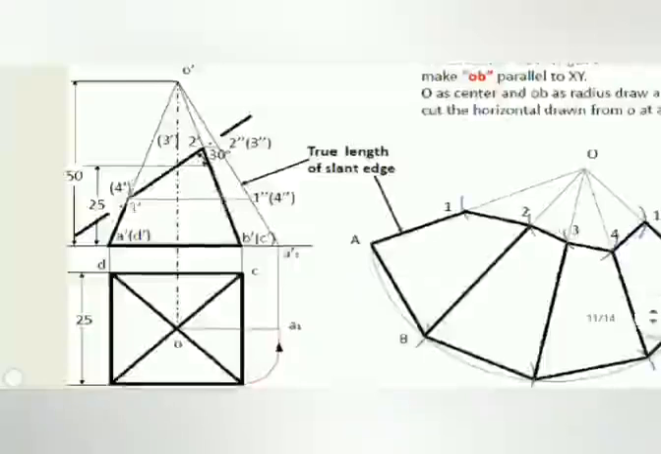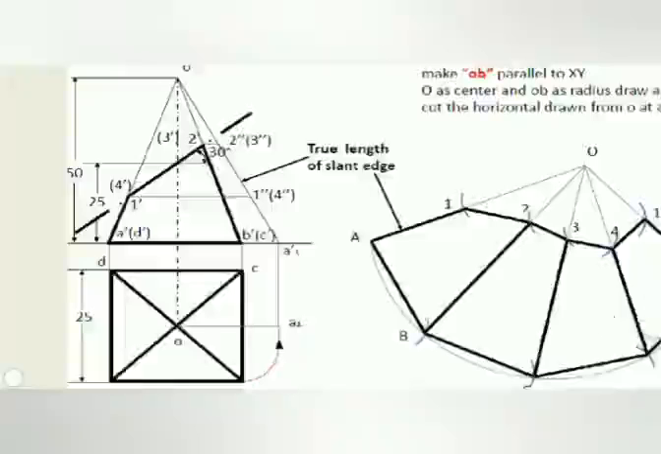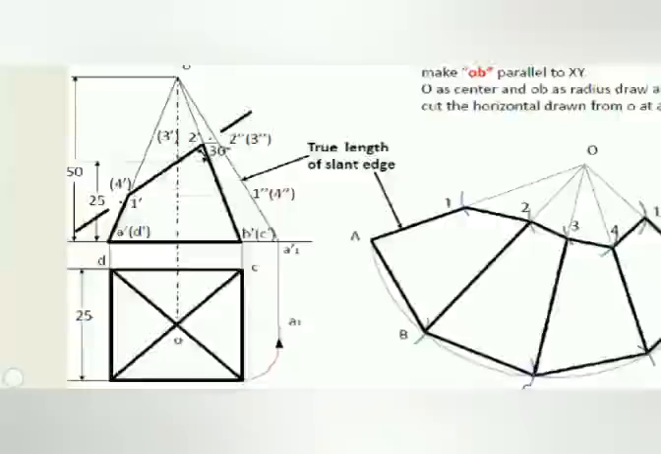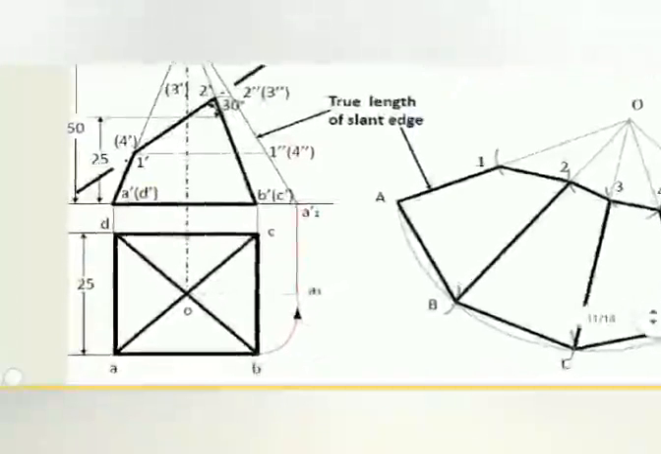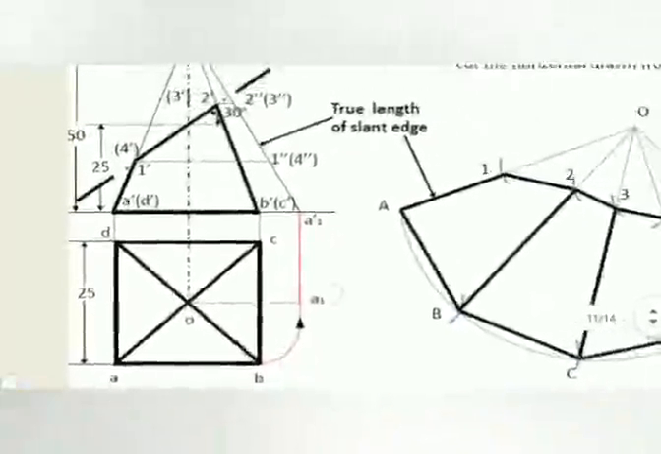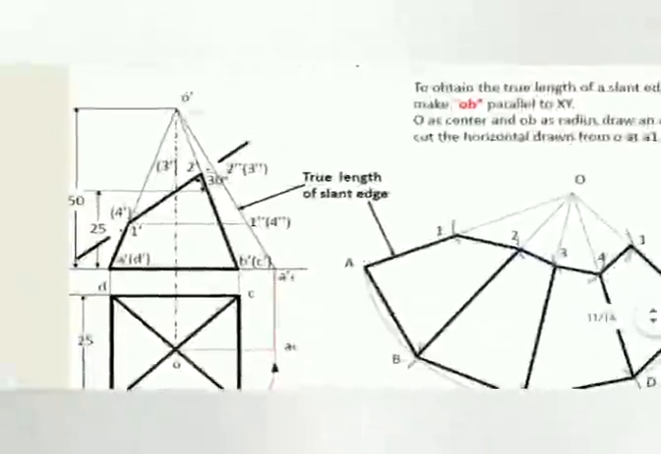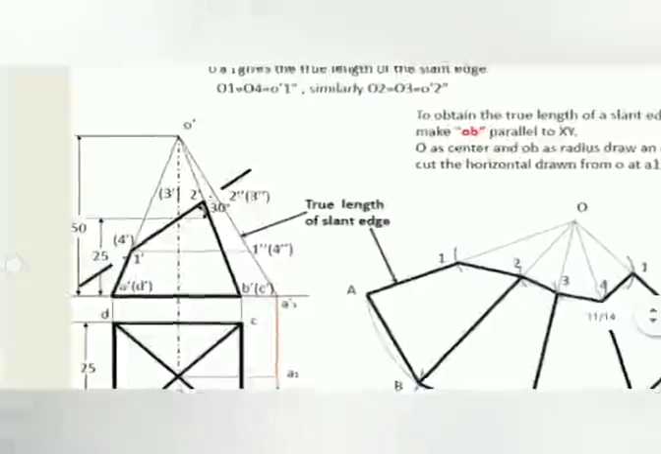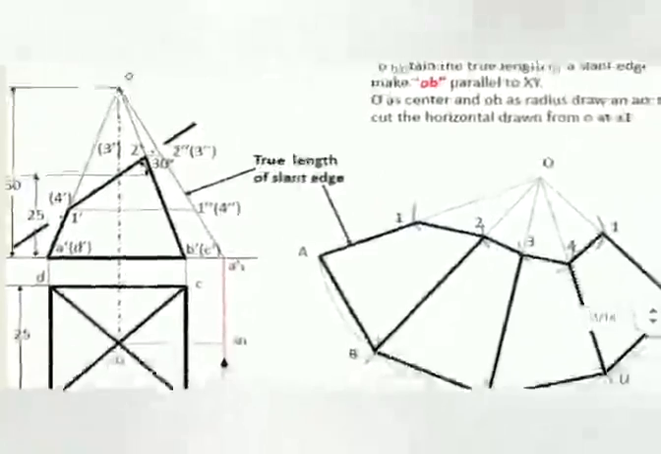But out of these four slant edges, no slant edge has the true length, because in the top view, if we see the projections OA, OB, OC and OD, all are inclined, and in the front view also they are inclined. So out of these four slant edges, none is the true length. To get the true length, first we have to make one view of this slant edge parallel to XY. So in the top view, make OB parallel to XY. So this is the A1 point, then we get A1 dash. When we join O dash and A1 dash, we get this as the true length of the slant edge of the pyramid.